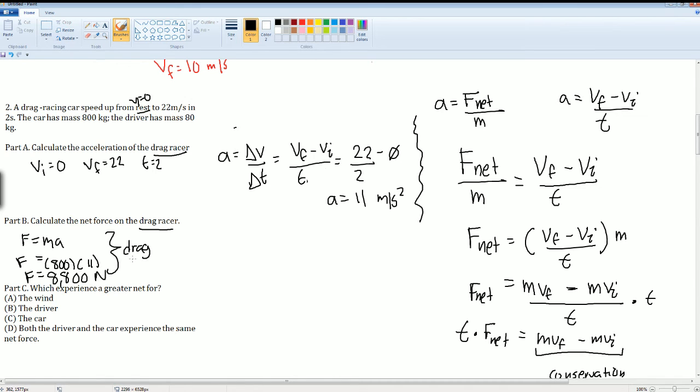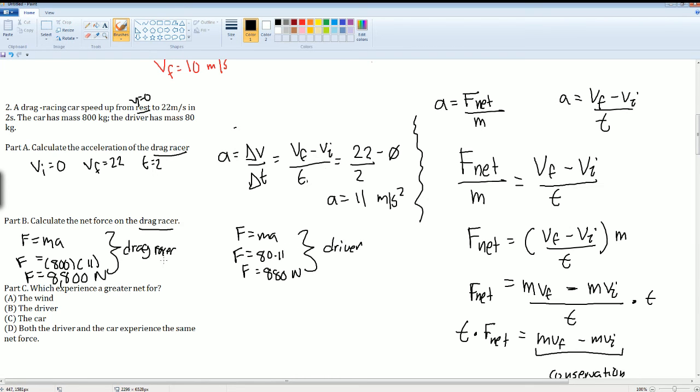Net force on the drag racer. Wait, hold on. The drag racer's mass is 800 kilograms. Yeah, the car, the drag racer. Okay, so here's the other thing. Mass times acceleration: if the mass here was 80 kilograms and the acceleration was 11, it becomes 80 times 11, which is 880 newtons. This would be for the driver.